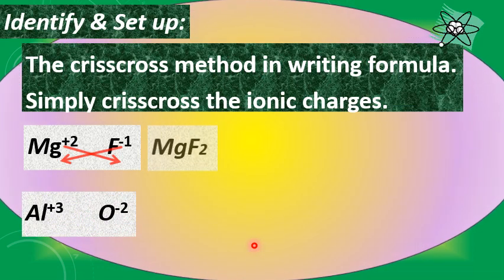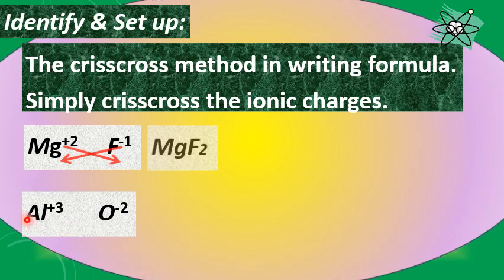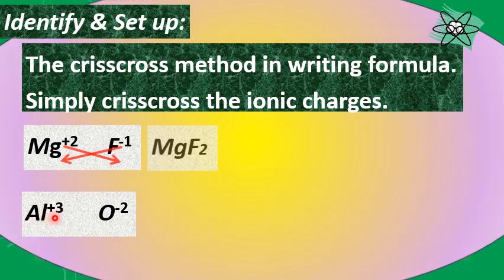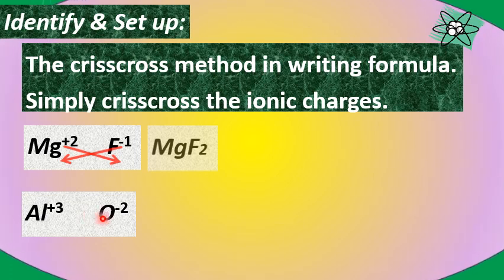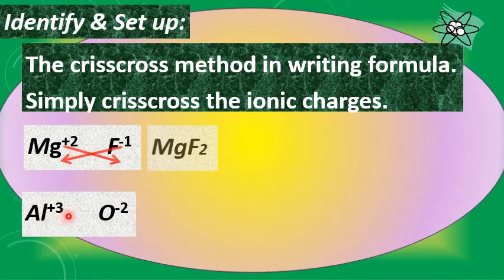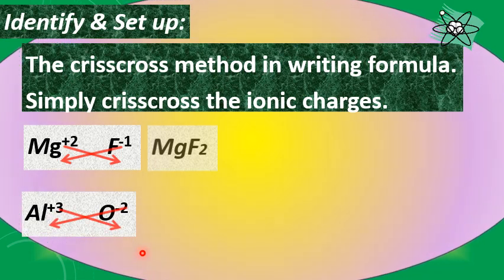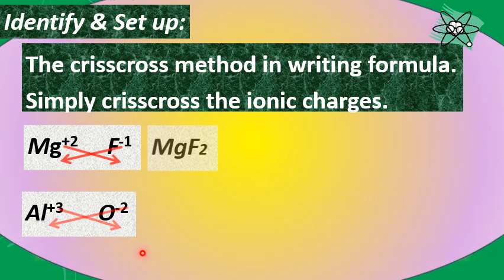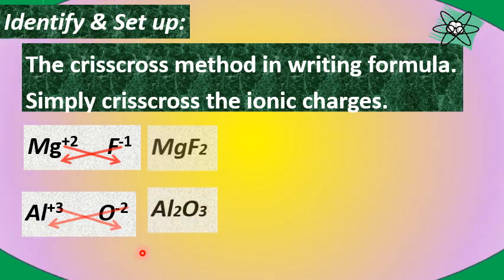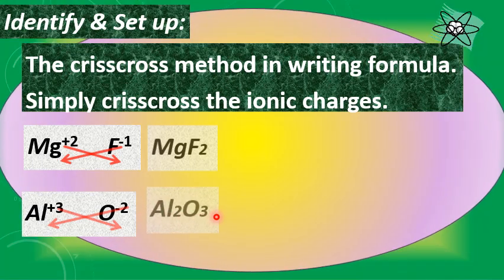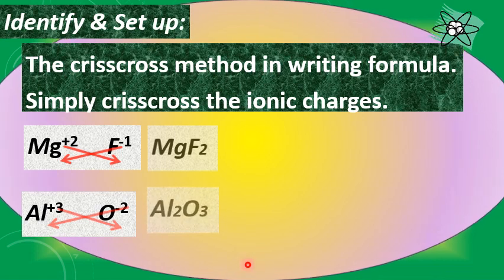Next example is when aluminum metal combines with the oxide ion whose charge is -2, while aluminum has an ionic charge of +3. So crisscrossing, the resulting compound will have the formula Al2O3, which means that there are 2 aluminum atoms and 3 oxygen atoms in this compound.